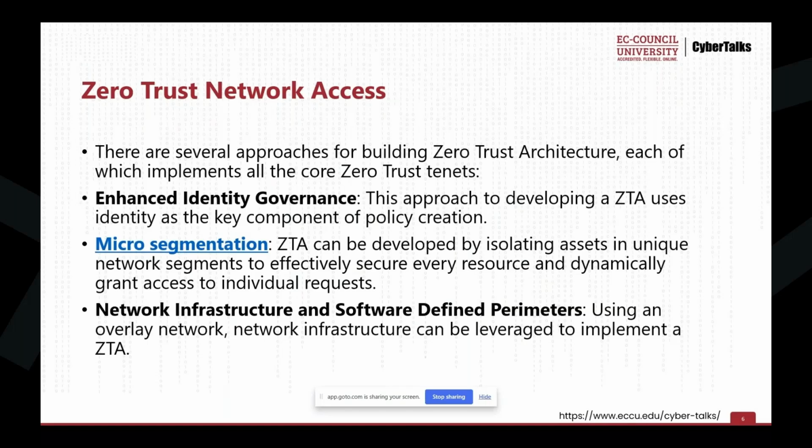I'm sure a lot of you are familiar with segmentation of a network, right? ZTA actually goes further down. It goes much granular and it goes on to create what we call a microsegmentation. And last thing is network infrastructure and software defined perimeters. So you can leverage your network infrastructure to define the boundaries, the perimeters using software, right?